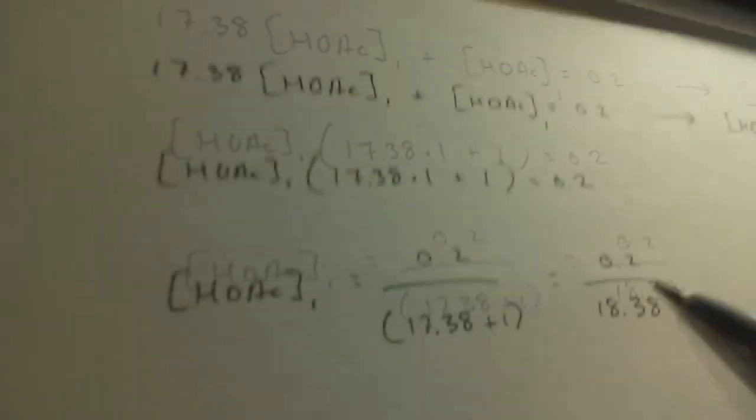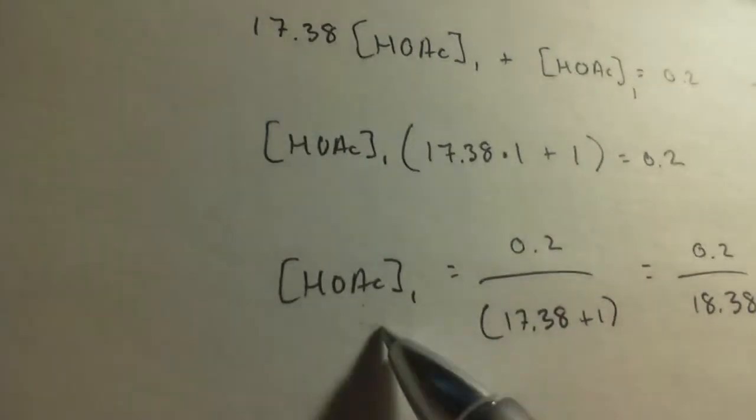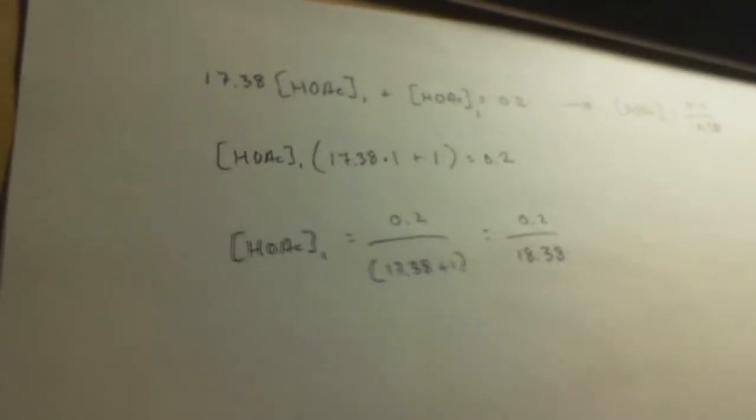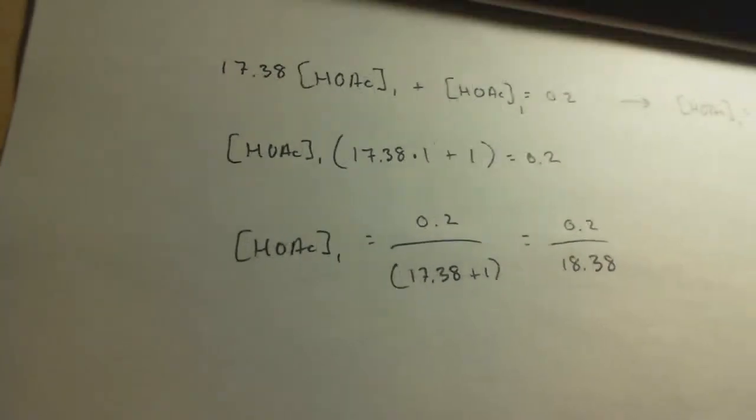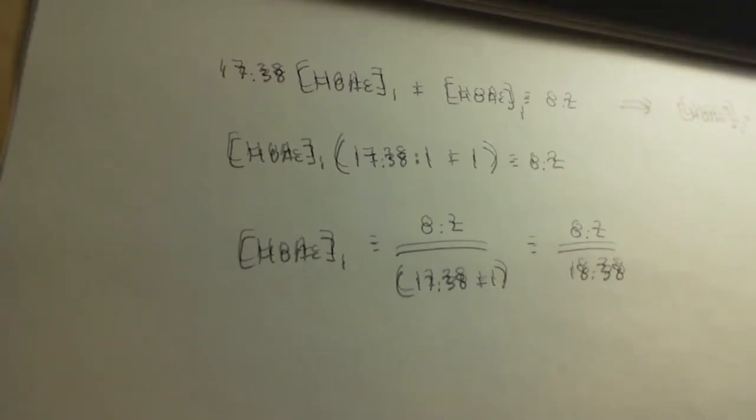So if you're wondering how 1 was added every time, that's how, because you factored out this concentration of acetic acid. And if you understood how to do that, the other highlighted question that you asked is done the same way.